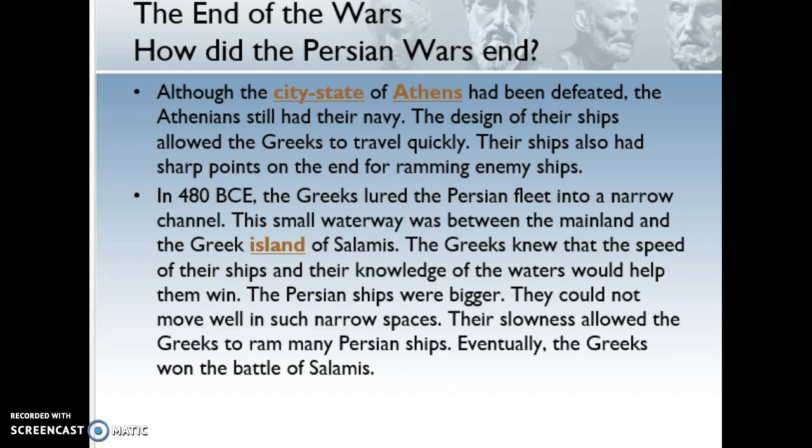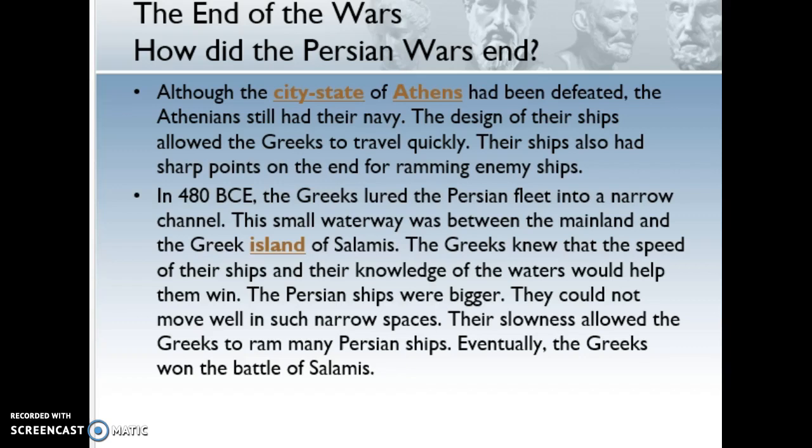The end of the wars. How did the Persian Wars end? Although the city-state of Athens had been defeated, the Athenians still had their navy. The design of their ships allowed Greeks to travel quickly. The ships also had sharp points on the end for ramming enemy ships.